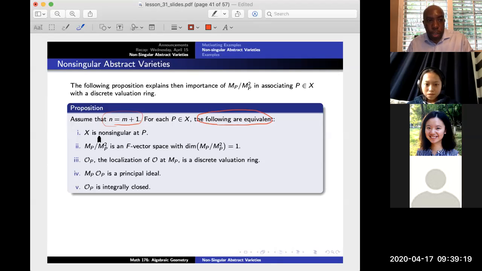So first, we have that X is non-singular at a point P. I'll go over on the next slide what I mean by non-singular, but remember, for the moment, this is something about a certain matrix having rank m. The second equivalent statement is that this subring is actually a vector space, and this vector space is one-dimensional.